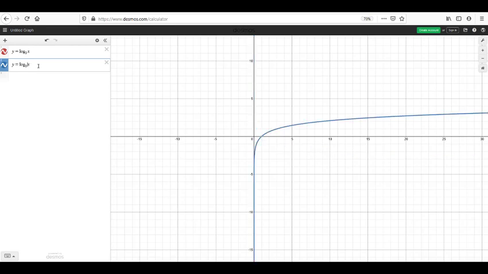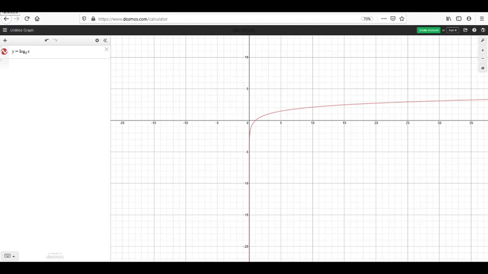And now I guess let's do one other thing. What if we put a negative x here? So we have log base 3 of negative x. If you do it like that, it's going to reflect it across the y-axis. So if you put a negative x there, it's going to reflect across the y-axis, and it's going to go like that.